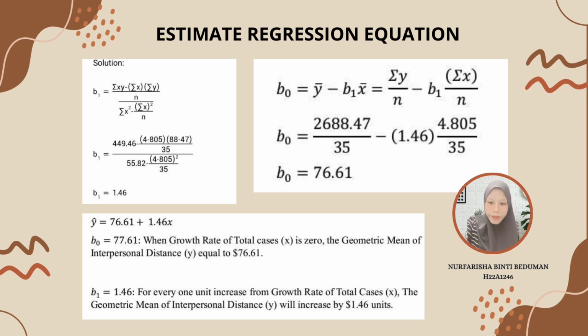I will interpret B0, which is when the growth rate of total cases x is 0, the geometric mean of interpersonal distance, which is y, will equal 76.61. For beta 1, for every 1 unit increase in the growth rate of total cases x, the geometric mean of interpersonal distance y will increase by 1.46 units.